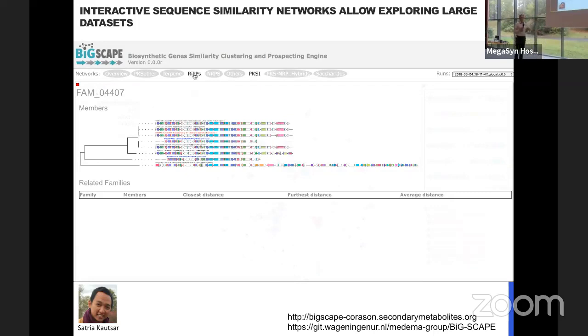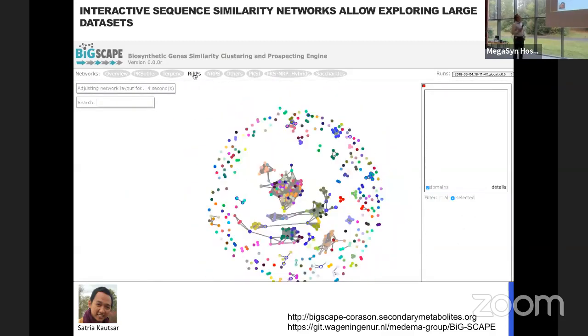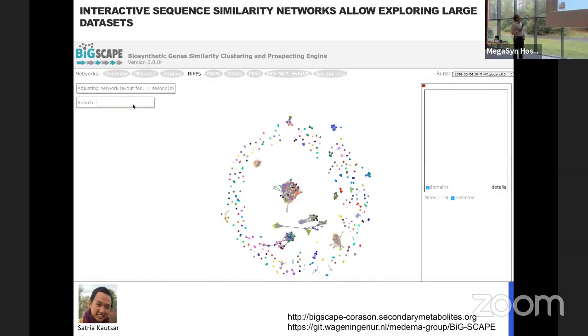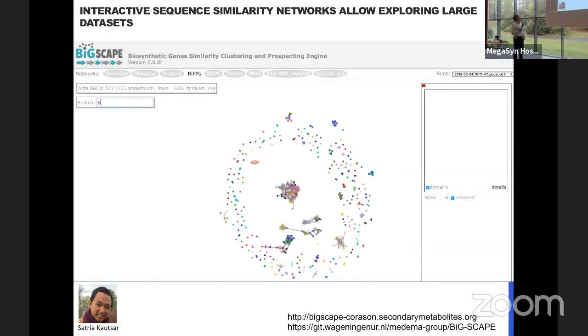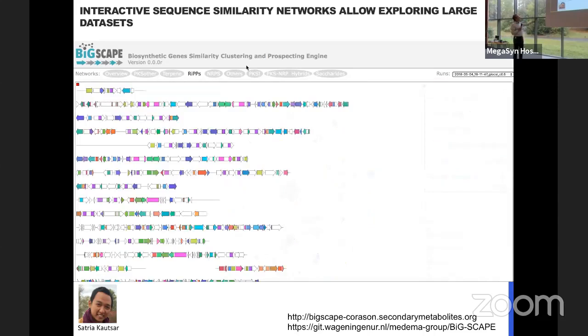For example, you can search by taxonomy. So here we go to RiPPs instead of the type 1 PKSs, and you can search those in several ways. You can search by taxonomy, for example, genus name, and they will light up in the network. Or you can search by a certain protein domain, for example, an enzymatic domain of interest, and then they will also light up in the details.